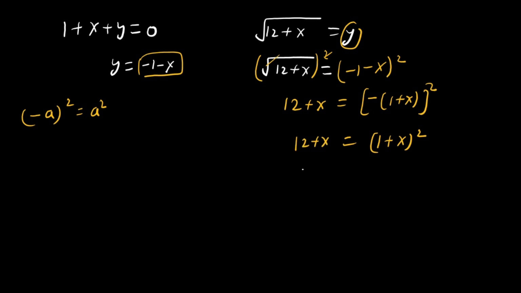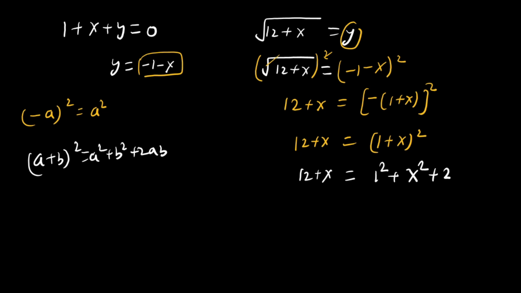Then here 12 plus x is equal to, in the right hand side we will apply a plus b whole square. A plus b whole square is a square plus b square plus 2 times ab. If we apply this rule here, then 1 square plus x square plus 2 times 1 into x. Then 12 plus x is equal to 1 square, that is 1, plus x square plus 2 times x.